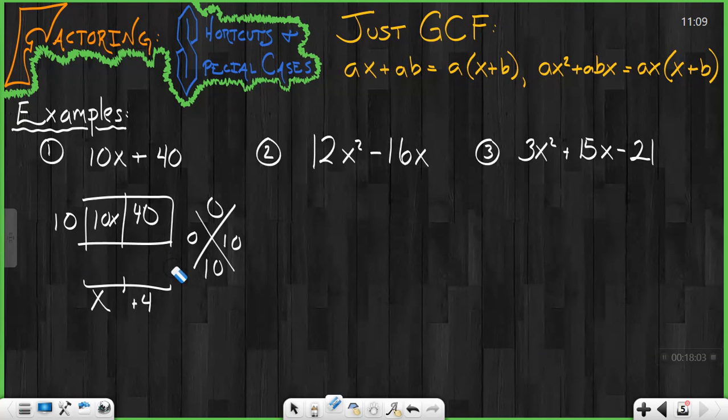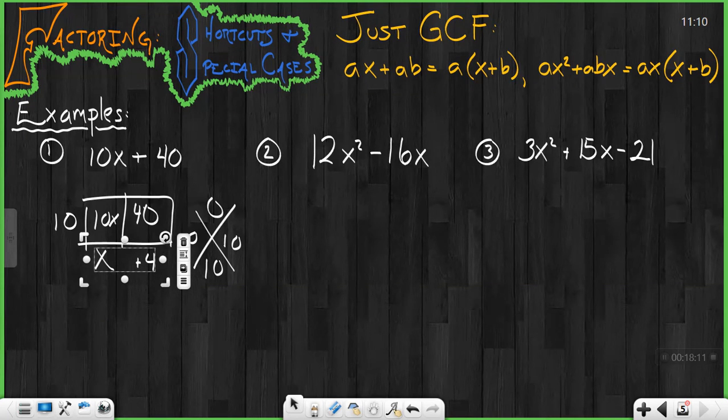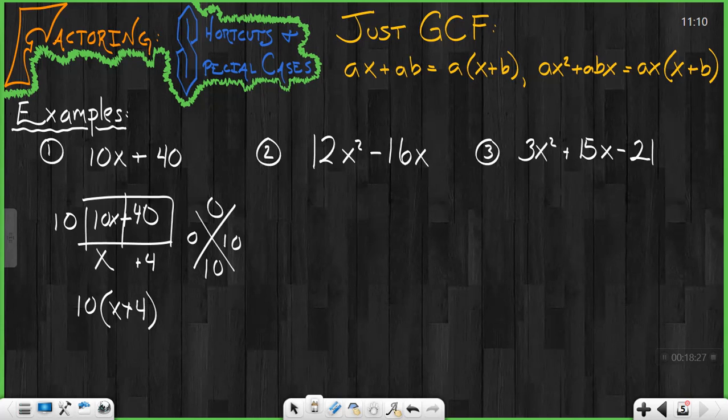If I just erase this here, and then I move this up, notice that I actually have my original problem right inside here. I have 10x plus 40, and I just merely pulled the 10 out front, and I was left with x plus 4. This would be written as 10 times x plus 4. And that is our final answer there.